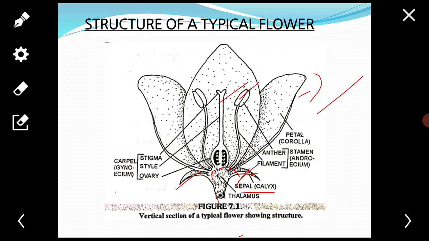Sometimes they may attract the insects when they are variously colored. They closely resemble the leaves because each of them possesses three leaf traces.